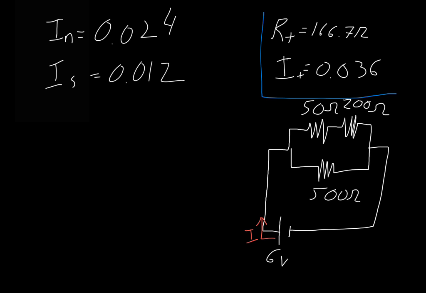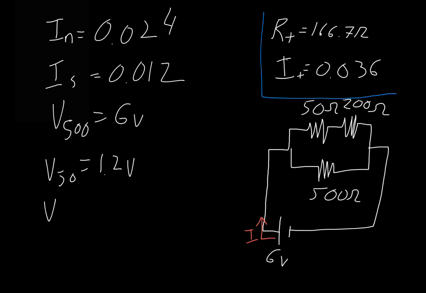Well, V50 is going to be our 0.024 times 50 ohms to get a 1.2 volt voltage drop. So V200, we can solve the same way, 0.024 times our 200 ohm resistance, or we can look at, okay, we have 6 volts, we've dropped 1.2, the remaining voltage has to drop.